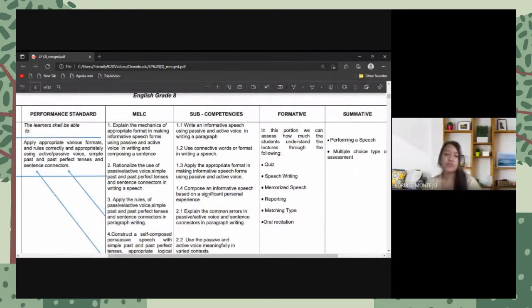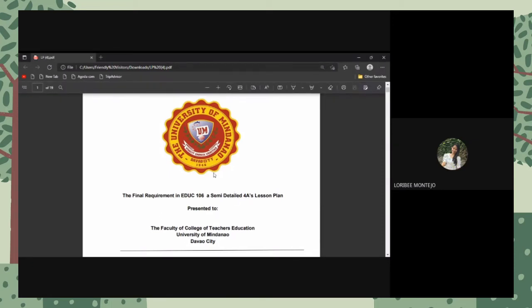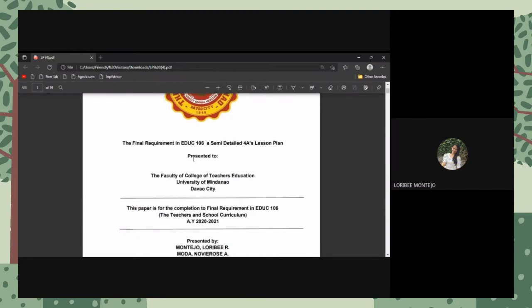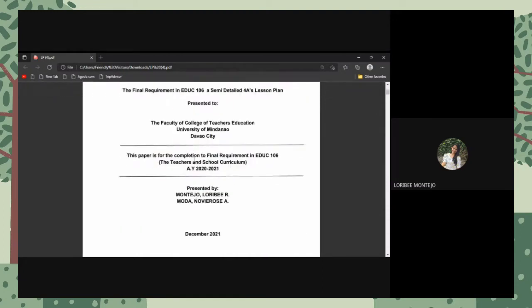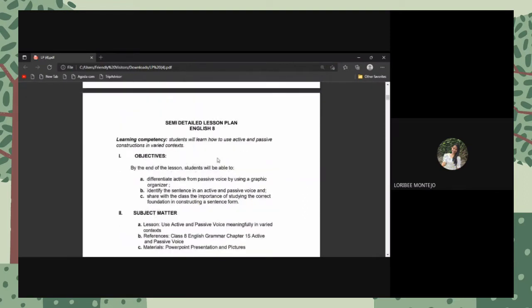So now let's proceed to our lesson plan. For our lesson plan, we are assigned to create a 5 lesson plan and we created a 4A's lesson plan. By the way, sir, we also created this as a semi-detailed 4A's lesson plan.